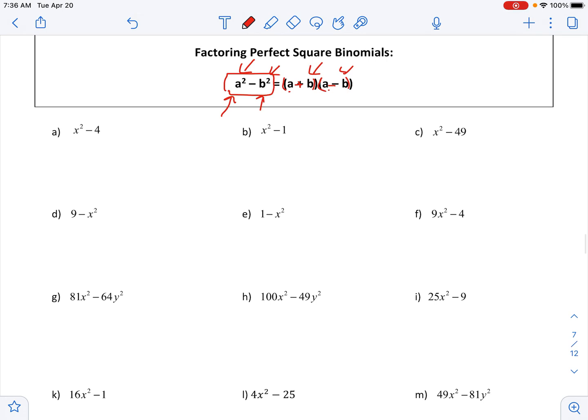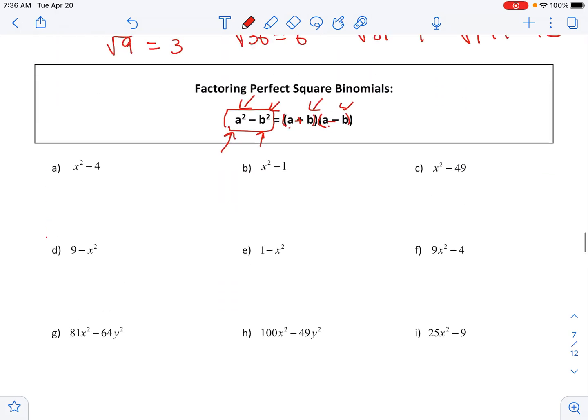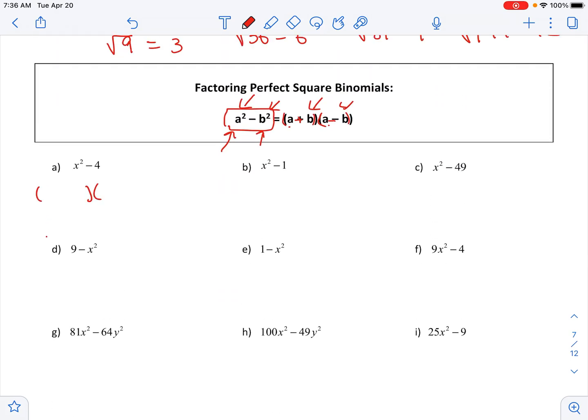Notice all the problems on this page are the difference. They all have a minus sign, and you have two perfect squares. So it's only two things being subtracted. When you see that, we know that all of these will factor into two sets of parentheses.